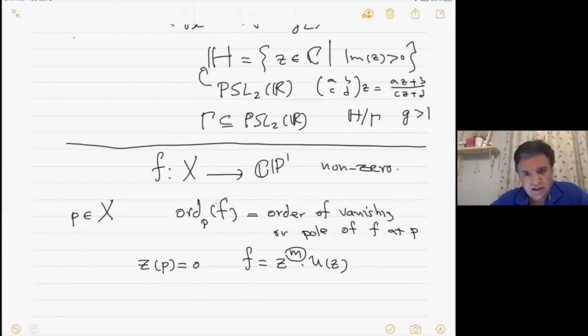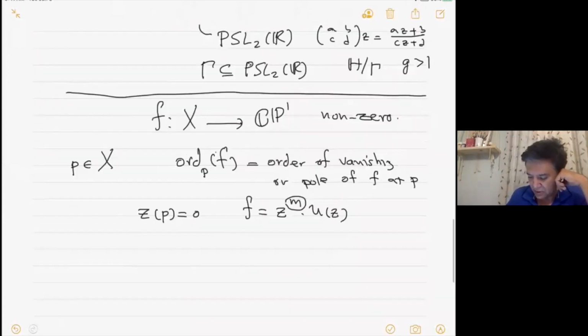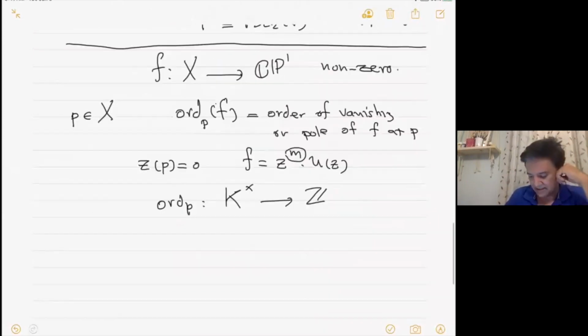And what you need to check, which I'll leave to you to do, is that if you choose different coordinates, like instead of z you pick w, then you get the same number m. The order of vanishing doesn't change. This u of z changes, but the order of vanishing or pole doesn't. So this way, you get a function ord_P from the space of non-zero meromorphic functions into Z, and it has the following properties that can be easily seen.